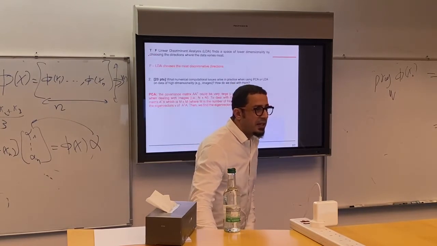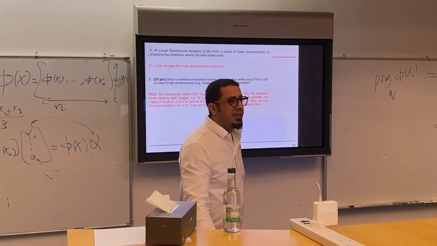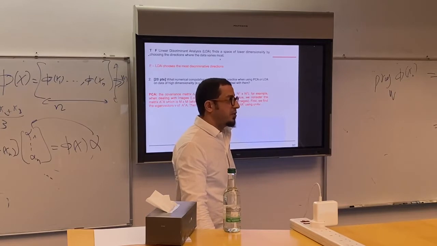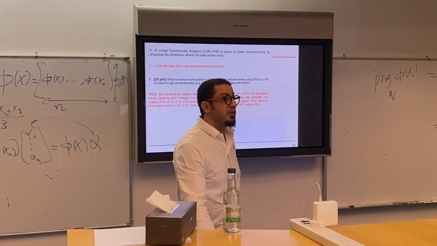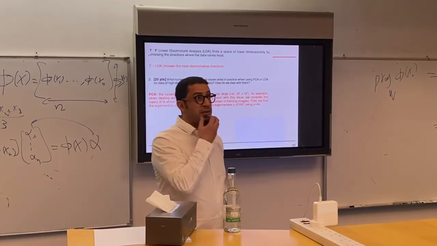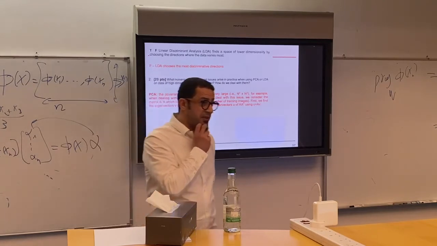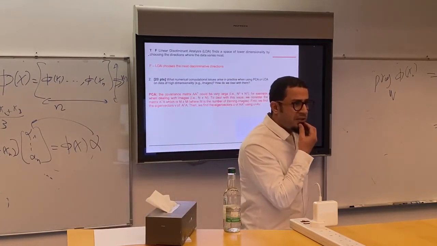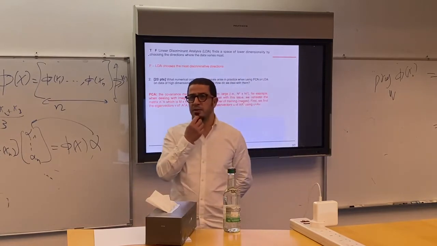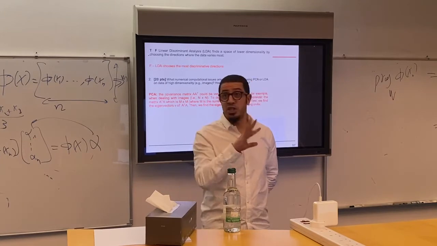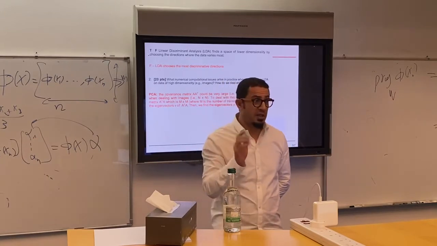Just a second. Okay, LDA finds a space of lower dimension by choosing the direction where the data varies most. Correct or wrong? True or false? I'm sometimes giving wrong answers, so what do you think? This seems like PCA. It is not LDA. Clear? So he's wrong. Second one.